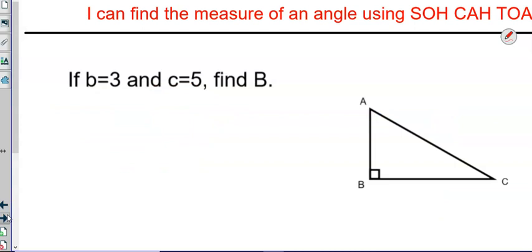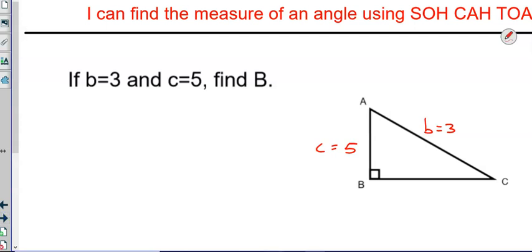And then we'll do one more of those. So if little b equals 3 and little c equals 5, find angle B.